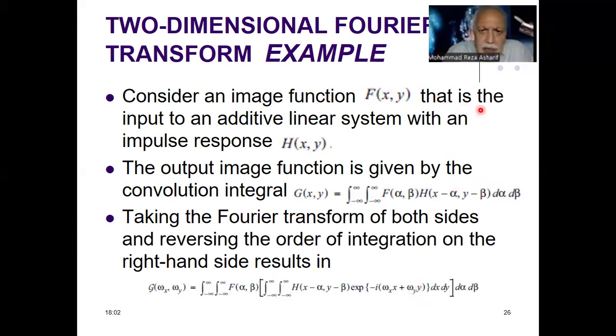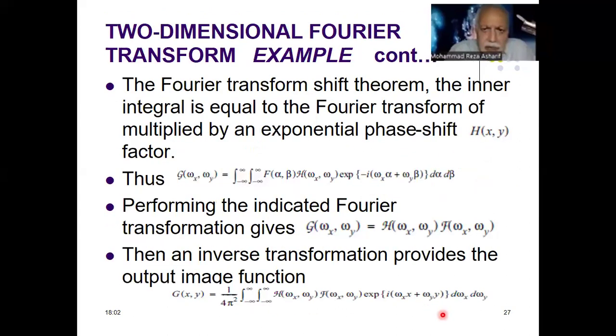The image f of x, y is the input of an additive linear system with an impulse response h of x, y. The output of the function is g, like this, with this convolution. Taking the Fourier transform on both sides gives this. And therefore, by the Fourier transform shift theorem, we can obtain this one, performing this, so the transformation is this. Then the inverse transform is this.